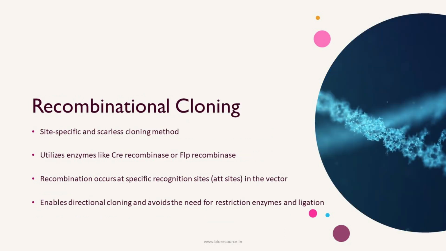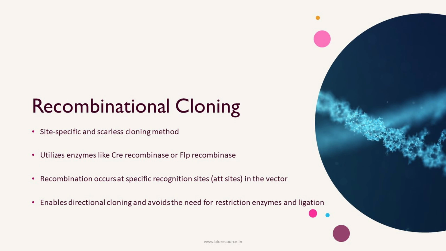Another method is called recombinational cloning. Recombinational cloning is a site-specific scarless method for DNA cloning. This technique utilizes enzymes like Cre recombinase or FLP recombinase, which mediate recombination between specific recognition sites called the att sites, flanked within the vector and the insert. So these enzymes promote strand exchange between insert and the vector DNA at att sites, resulting in the seamless integration of the insert into the vector.